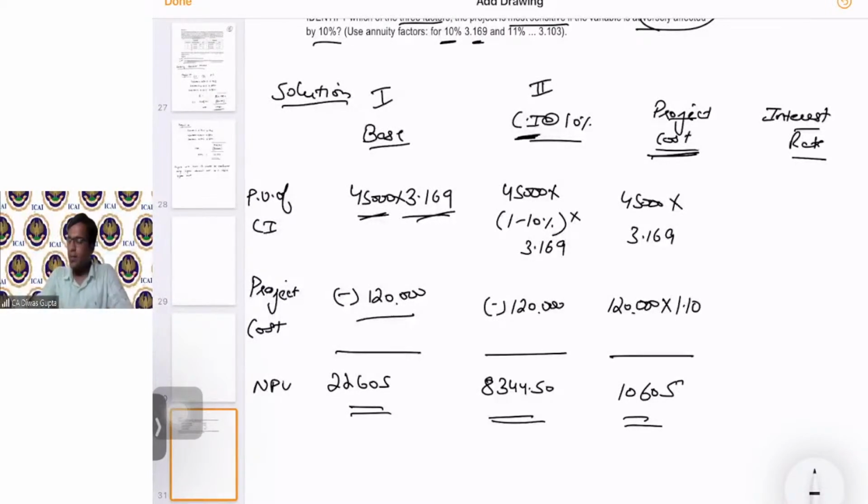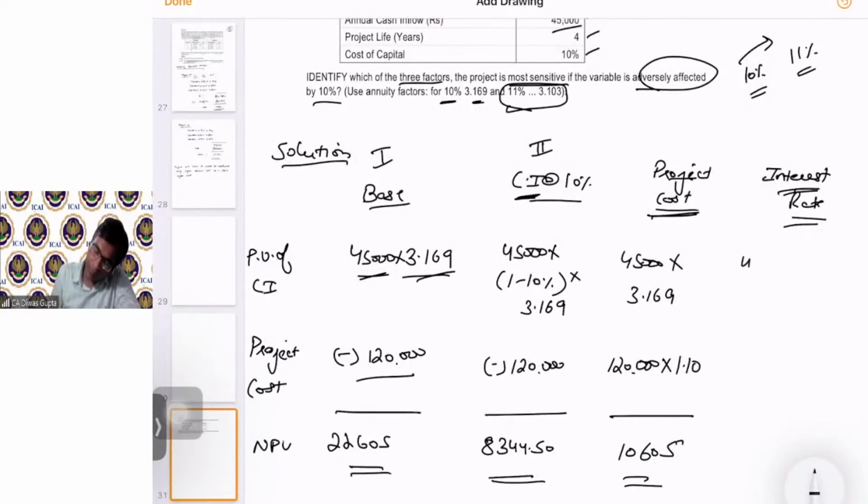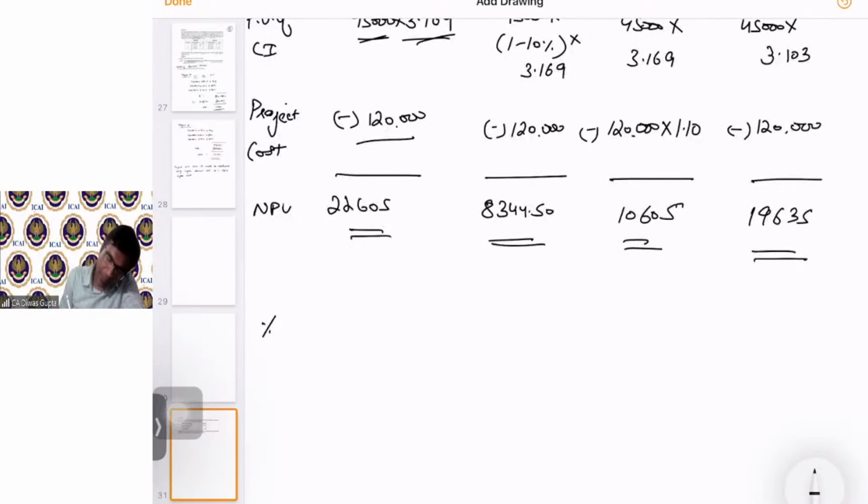Okay. Then the interest rate. Interest rate ultimately, how will interest rate be adversely affected? If 10% increases by 10%, that means it becomes 11%. Correct? And for 11% we are given 3.103. Correct? 19,635. So what is the percentage change?